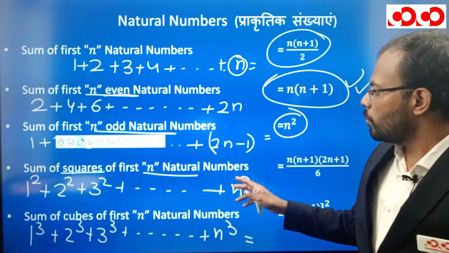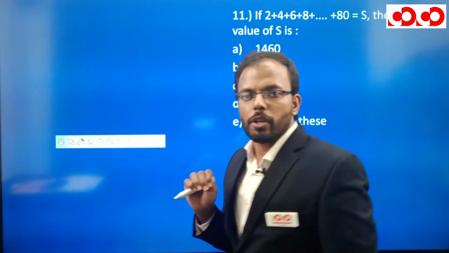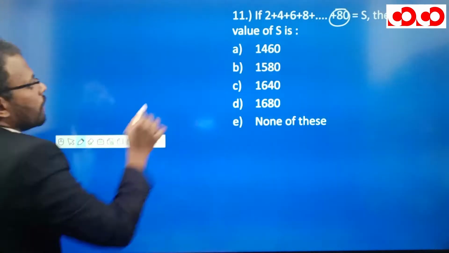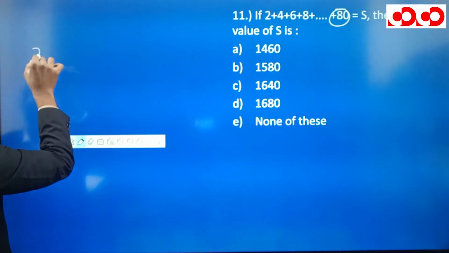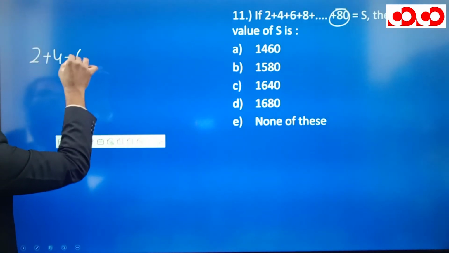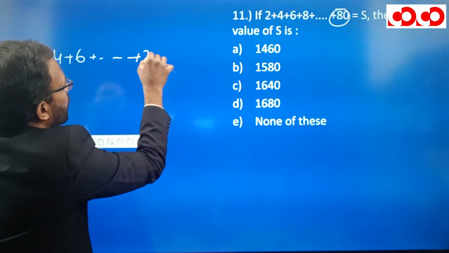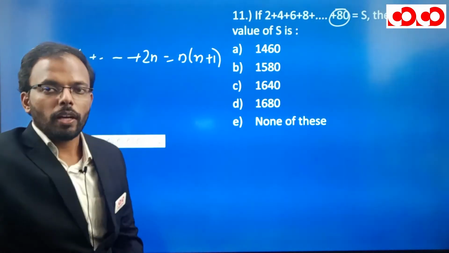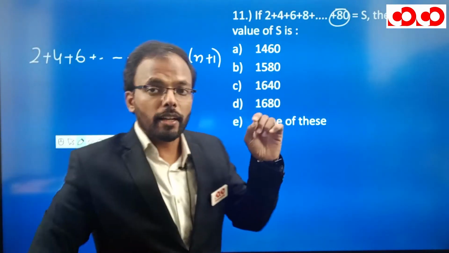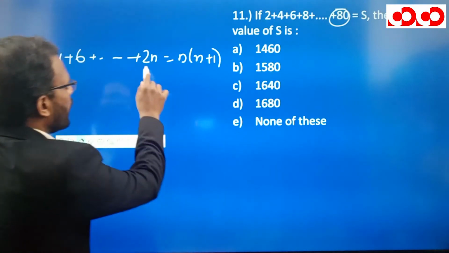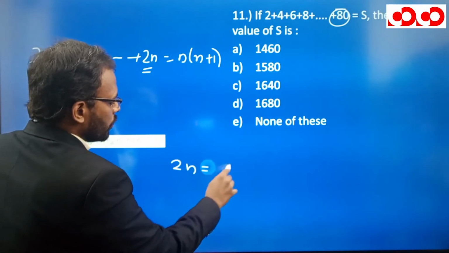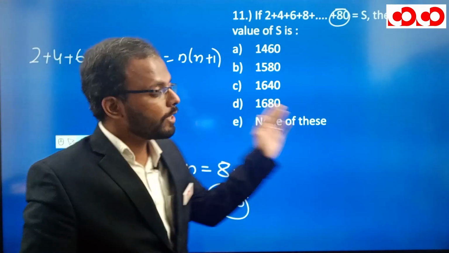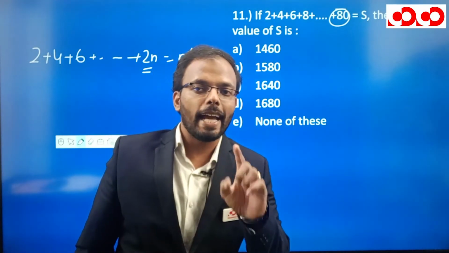Now let's move on to that question. This is the question which we were dealing with. The last term is 80. So it is 2 plus 4 plus 6 and so on up to 2n, which is equal to n into n plus 1. Just now we have discussed this formula. Now can you tell me what is n, the number of terms? 2n is equal to 80, as 80 is the last term. So n will be 40.